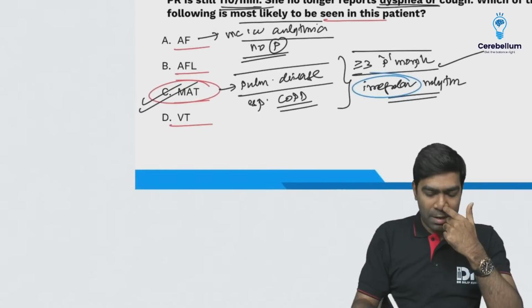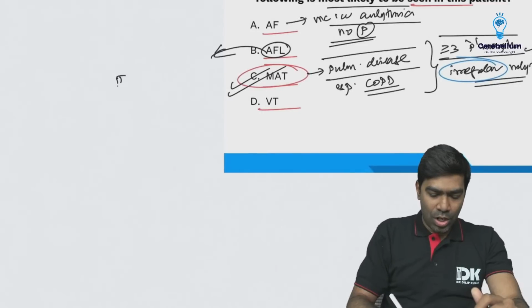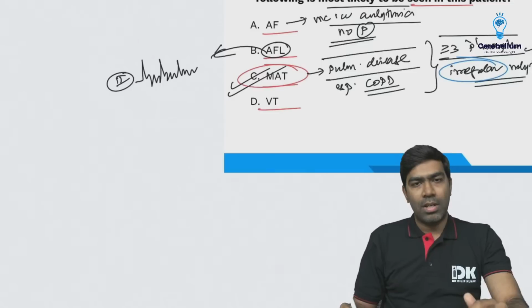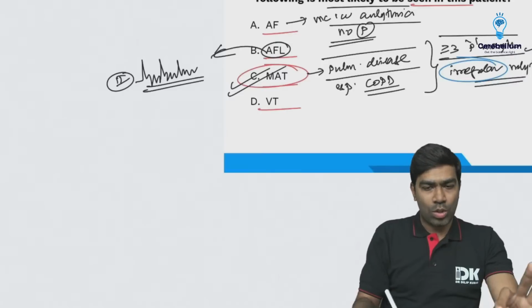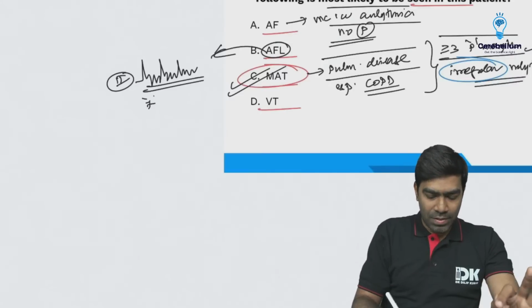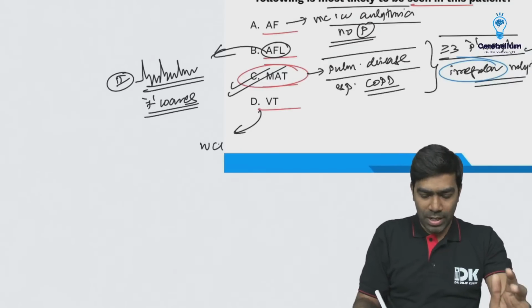What about atrial flutter? In atrial flutter, you are going to see the sawtooth pattern. That's the only thing you can use to diagnose atrial flutter. You're going to see the sawtooth pattern, the negative inverted P waves. These are called F waves or flutter waves. And what about ventricular tachycardia? Ventricular tachycardia is going to be a wide complex tachycardia, number 1.